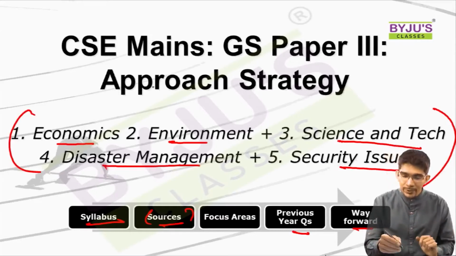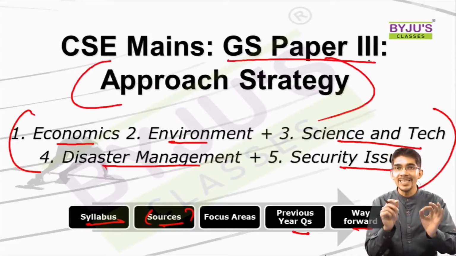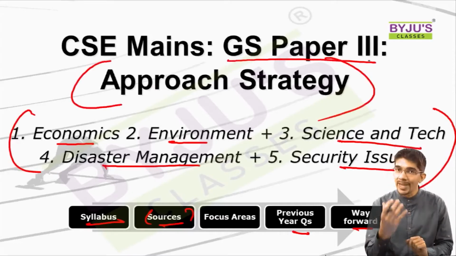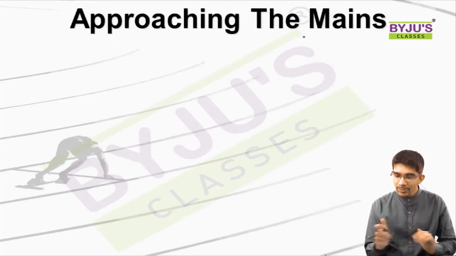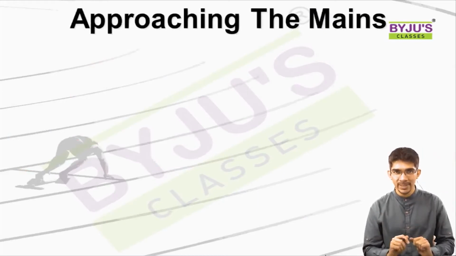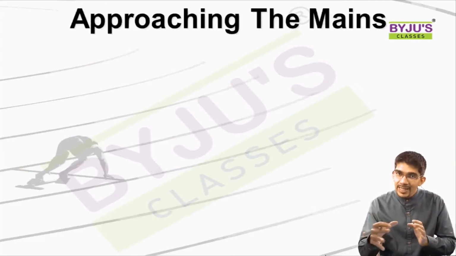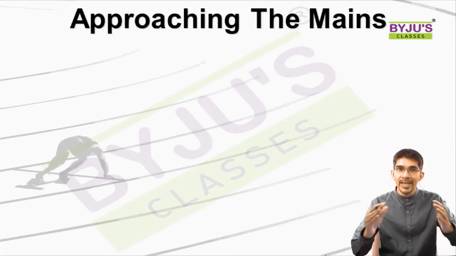So overall, we would have come up with a complete approach strategy on approaching the CSE GS paper 3, which is primarily the economy paper. So as we know, a limited time frame is there. So we have to be realistic about our expectations of what can be done now. We have to accept that in the limited amount of time, we cannot cover the entire syllabus.